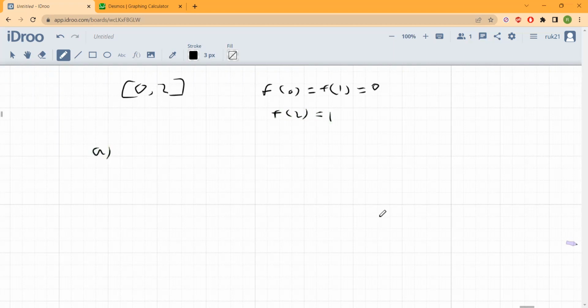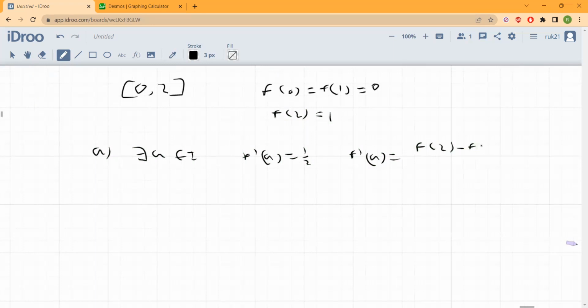A, that there exists such an A that belongs to I, so in between 0 and 2, such that f prime at A is equal to 1/2. What I'm going to do here is employ the mean value theorem. f prime A should be equal to f at 2 minus f at 0 over 2 minus 0, which is 1 minus 0 over 2 minus 0, equal to 1/2. That's proved, because that means this has to be on that interval.